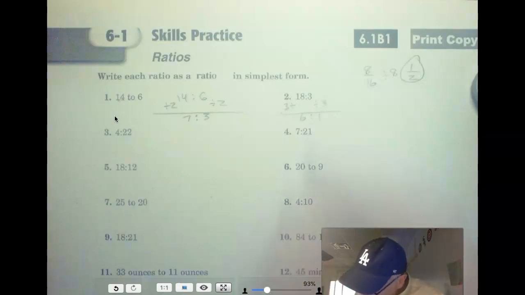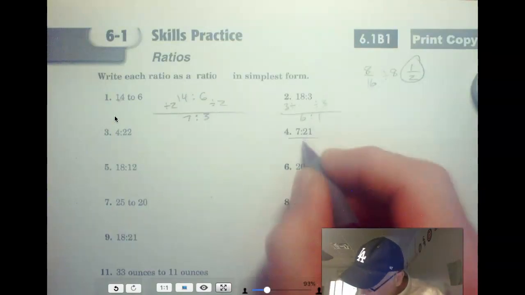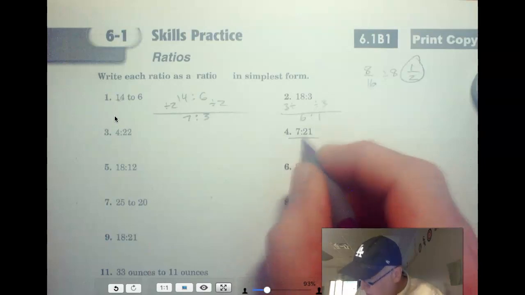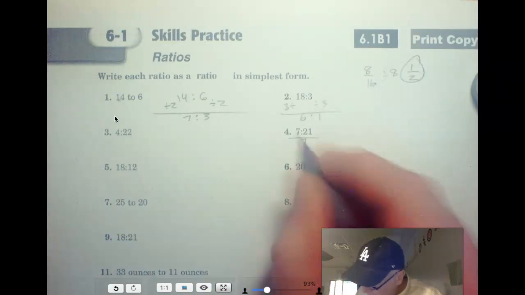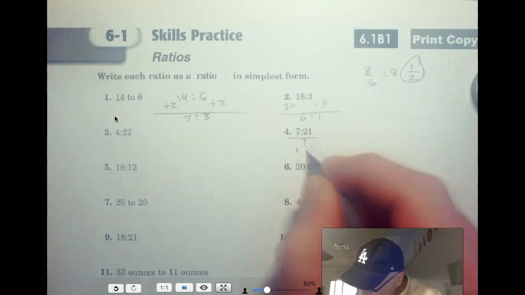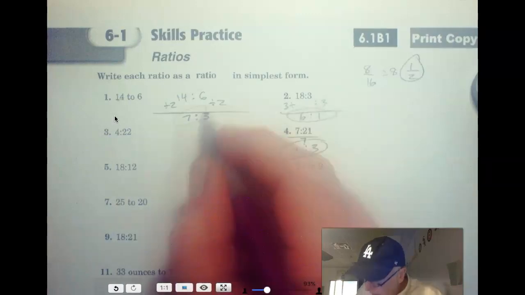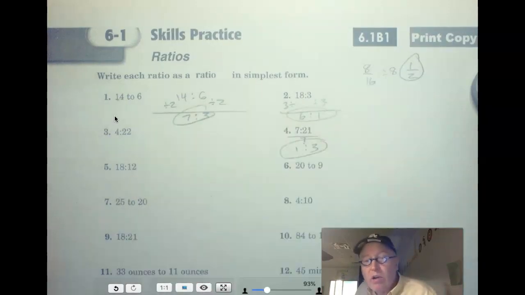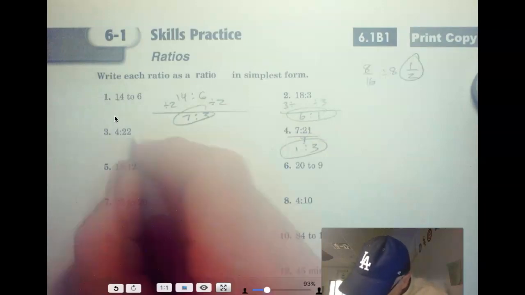And some people do it like this. They put a fraction bar down. They're going to divide both sides by 7. They write it like that. 7 divided by 7 is 1. 21 divided by 7 is 3. You get to 1 to 3 in simplest form. I kind of like going off to the side here, just so that I remember that I have to divide them both.